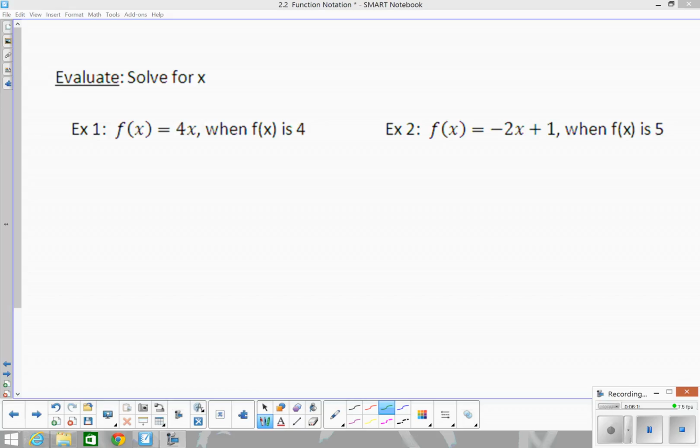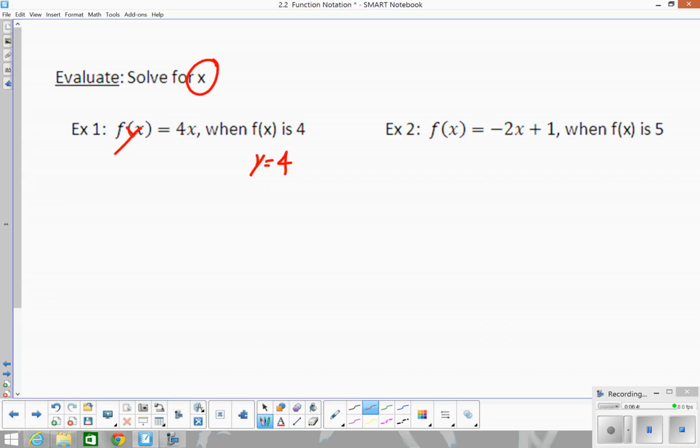Alright, so the next couple of examples are a little bit different. Now this is solve for x. The last problems were really solve for f of x, now I want to solve for x. Now this is saying f of x is 4. So really this is saying y equals 4. Now when I look back at my equation, this whole side, f of x, is like saying y.